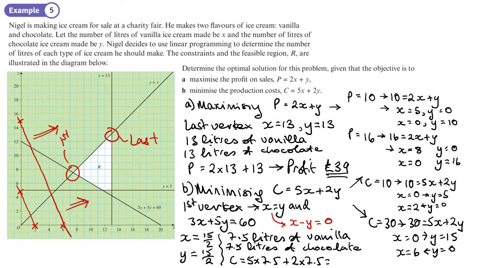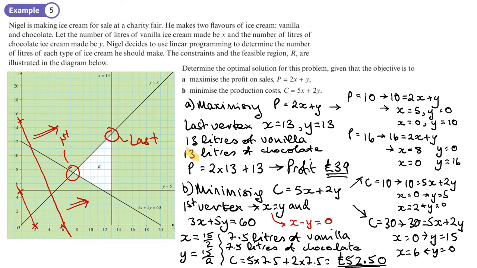That will give us a cost of 105 over 2, which works out to be £52.50. So we'll just highlight those answers before we go on.